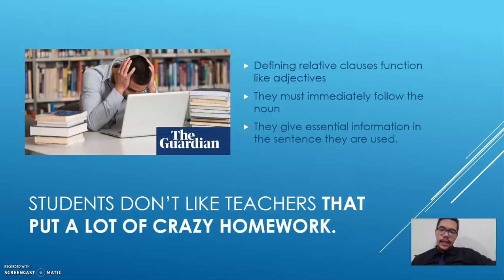So, for example, a defining relative clause functions like an adjective. They must immediately follow the noun, and they give essential information in the sentence they are used. For example, students don't like teachers that put a lot of crazy homework. So students don't like teachers. Now, there is specific information that is important to finish the sentence. If you don't have this information, the sentence is unclear. It's not a complete sentence.